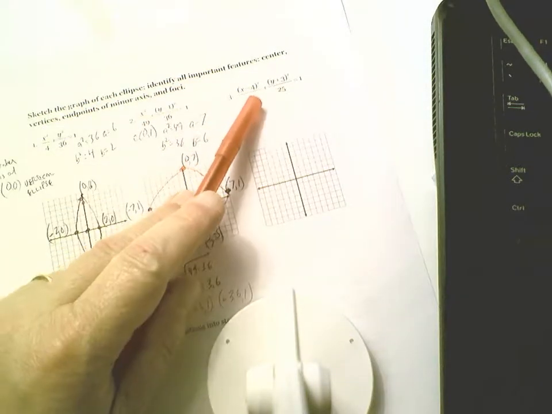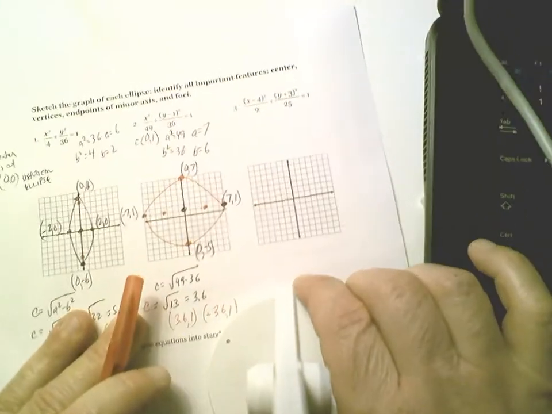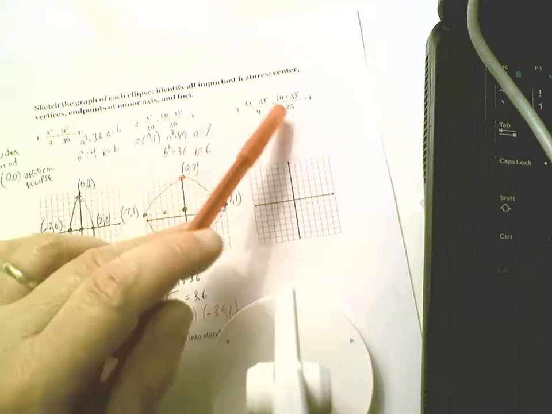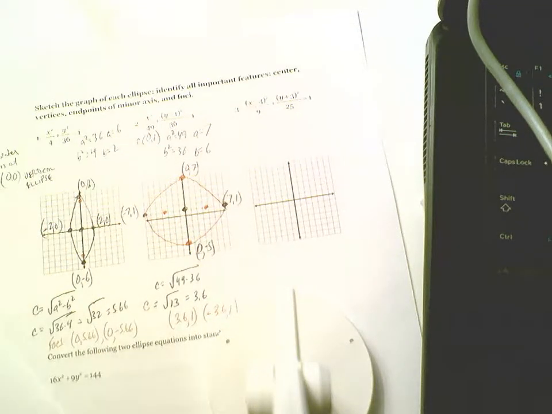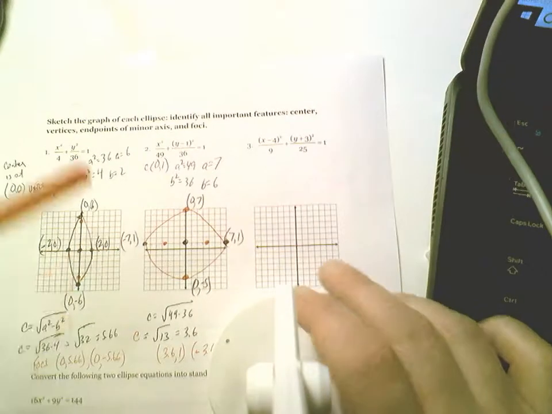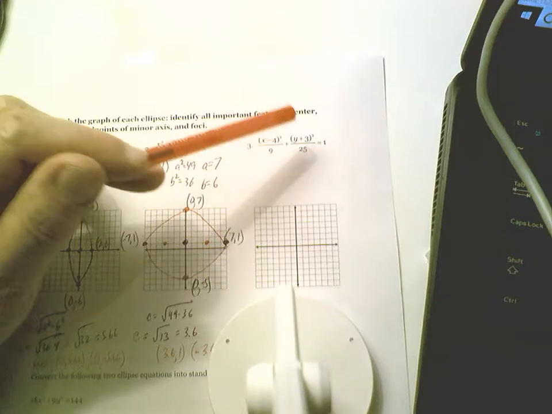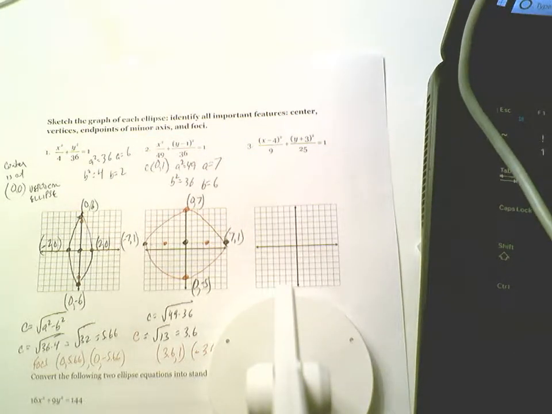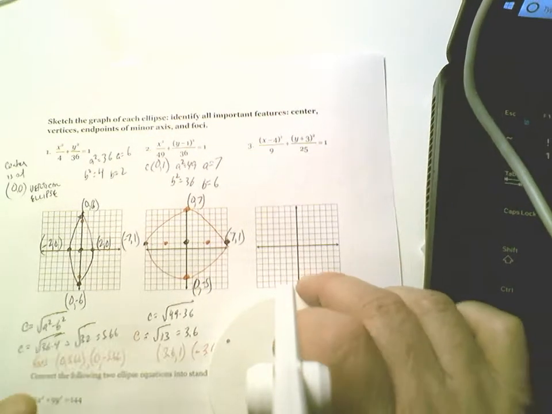Last problem, we'll talk our way through it real quick. I'll let you work it and draw it. It looks like it's a vertical major axis because 25 is bigger than 9. A squared is going to be 25. B squared is going to be 9. A is 5. B is 3. Where am I centered? 4, negative 3. And I'll let you work yourself through the rest of this.